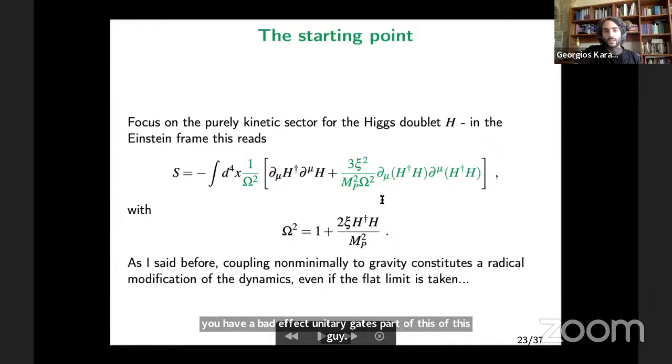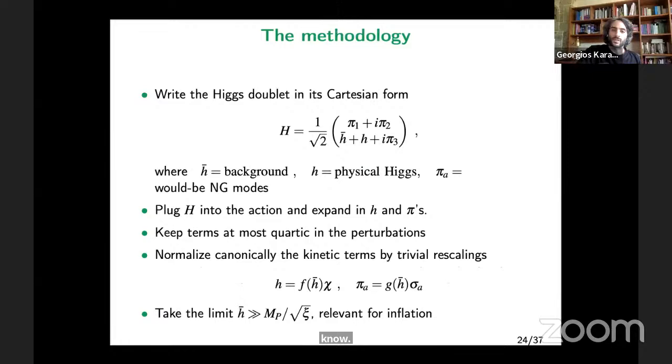Now, let's see what happens. To understand, we write the Higgs doublet in its Cartesian form. H bar as before is the background, h is the physical Higgs, and the pi's are the would-be Goldstone modes. Now, the strategy I'm going to follow is to take H, plug it into the action, and expand in powers of pi and h. I'm going to keep terms which are at most quartic in the perturbations. Remember that we're interested in 2-to-2 scattering processes. And once I expand, I'm going to normalize canonically the kinetic terms by some trivial multiplicative rescalings that depend on the background, and then consider the inflationary limit.